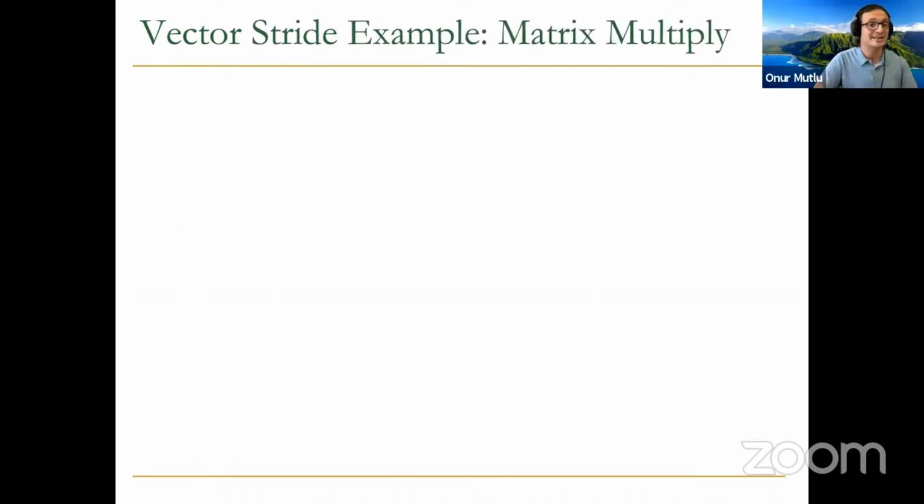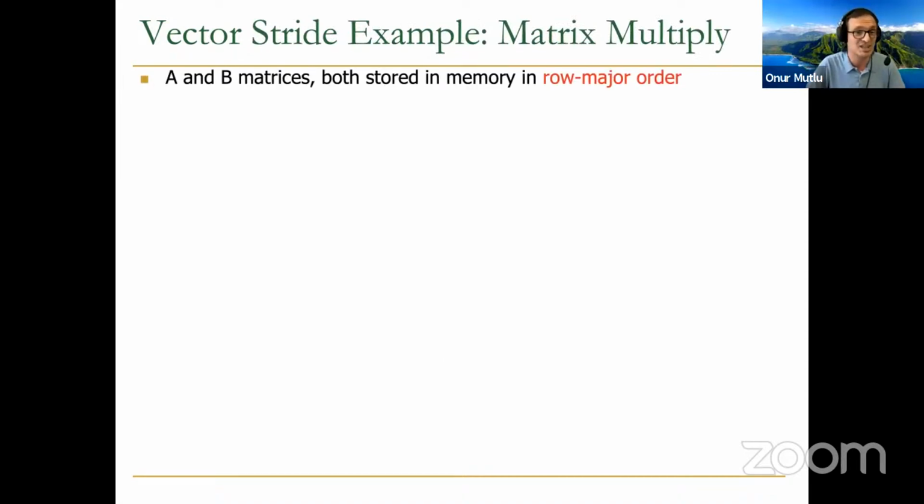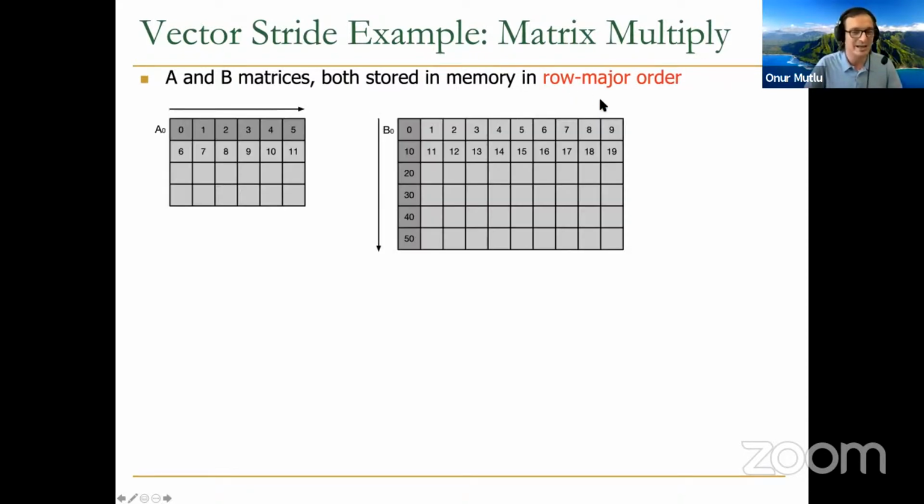That's why let's take a look at a vector stride example from matrix multiplication. Let's assume we have A and B matrices, both stored in memory in row major order. Have people learned about row major versus column major orders? I don't know. Maybe you can tell me. Okay, no. Okay, you will see it. I would think you may learn it in parallel programming, but not necessarily. Basically, row major order means that consecutive elements in a row are in consecutive locations in memory. It's very simple.